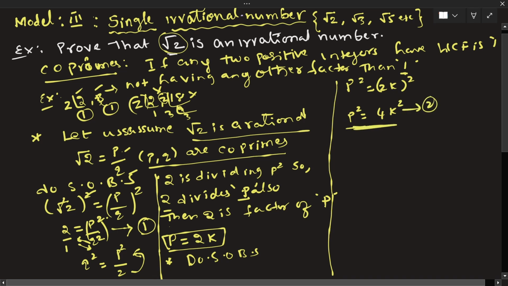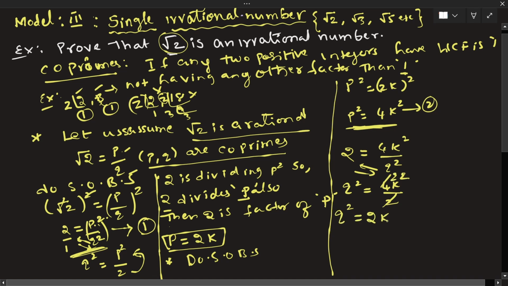So equation 2 we are putting in equation 1 here. This is the equation 1. That means in the place of p square we are going to replace 4k square. So what will you get here? 2 is equal to 4k square by q square. So if you interchange it, what will you get here? q square is equal to 4k square by 2. Okay, 2 and 2 get cancelled, and what will you get here? q square is equal to 2 into k square.